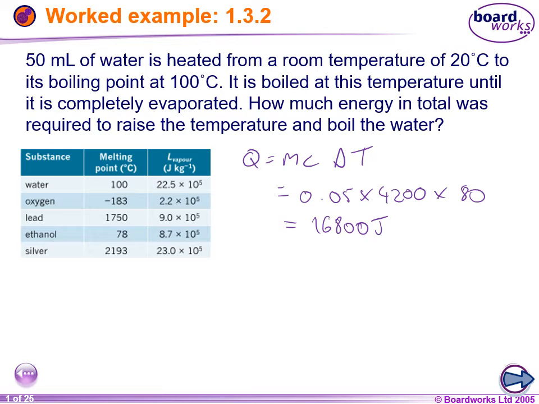So, latent heat equation, Q is equal to mL. M again is 0.05, and our L value is 22.5 times 10 to the 5.